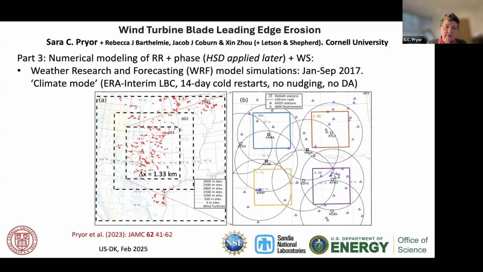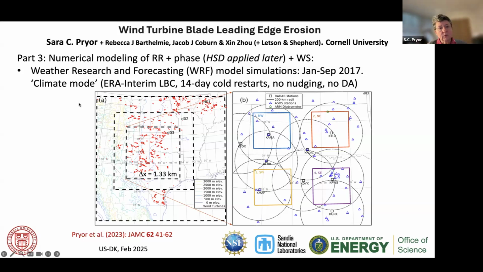So I'll just show you 2 results. One is where we ran WRF in a pseudo climate mode. So we ran 9 months of simulation, from 2017. The inner domain here is shown discretized at 1.3 kilometers. The red dots are wind turbines operating within that domain.